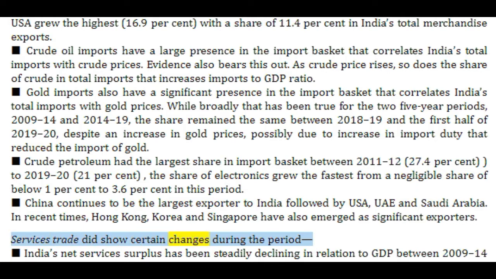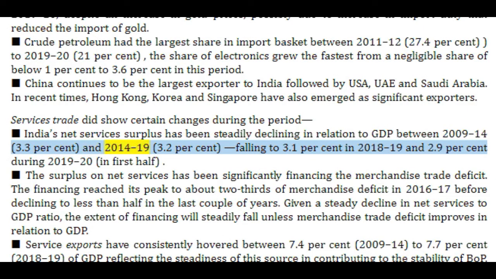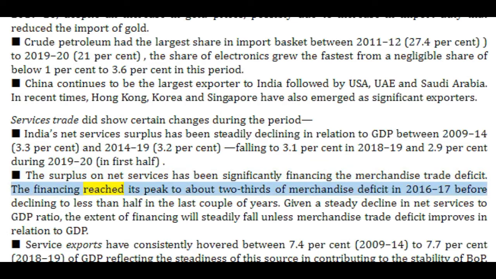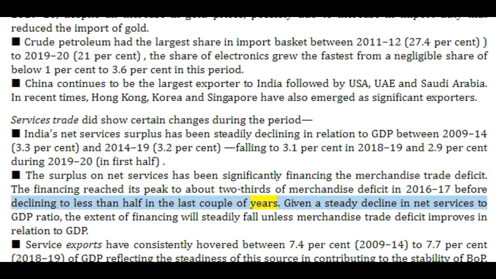Services trade did show certain changes during the period. India's net services surplus has been steadily declining in relation to GDP, from 3.3% in 2009 to 14, and 3.2% in 2014 to 19, falling to 3.1% in 2018 to 19, and 2.9% during 2019 to 20, in first half. The surplus on net services has been significantly financing the merchandise trade deficit. The financing reached its peak to about 2/3 of merchandise deficit in 2016 to 17 before declining to less than half in the last couple of years.